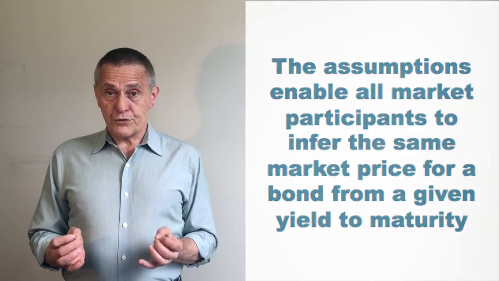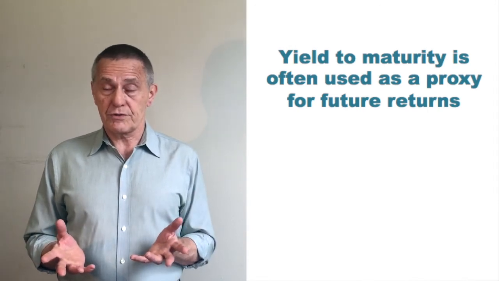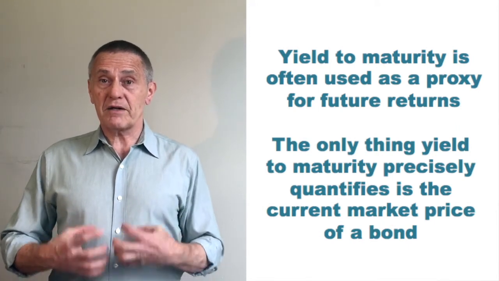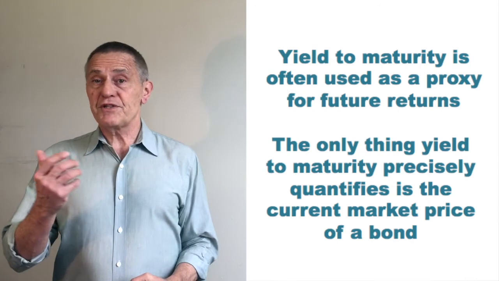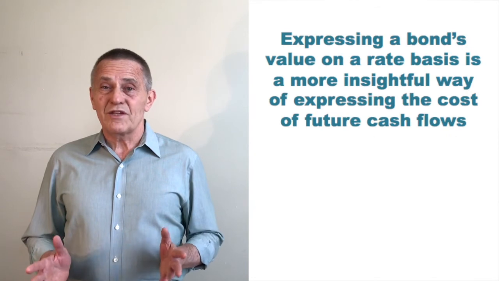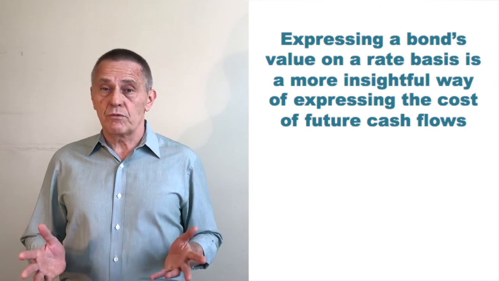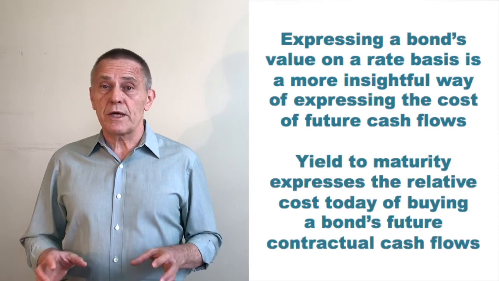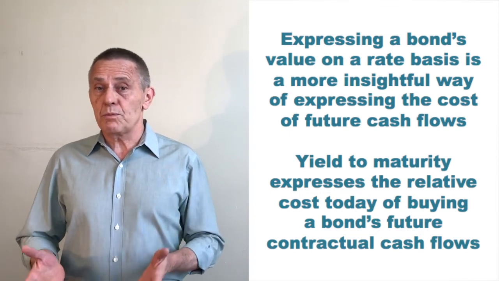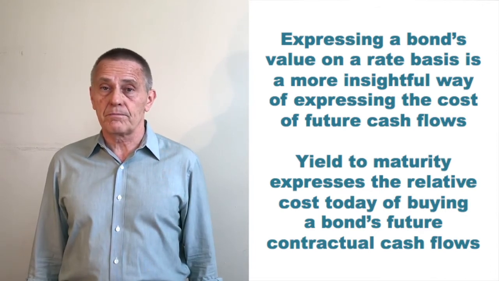So, while it is true that yield to maturity is oftentimes used as a proxy for future returns, the only thing yield to maturity actually quantifies is the current market value of the bond, but represents it on a rate basis rather than a price basis. Yield to maturity is a way of expressing price in a relative sense. In very general terms, yield to maturity expresses cost of future cash flows in terms of what you're paying today relative to the amount of cash flows you're going to receive in the future.